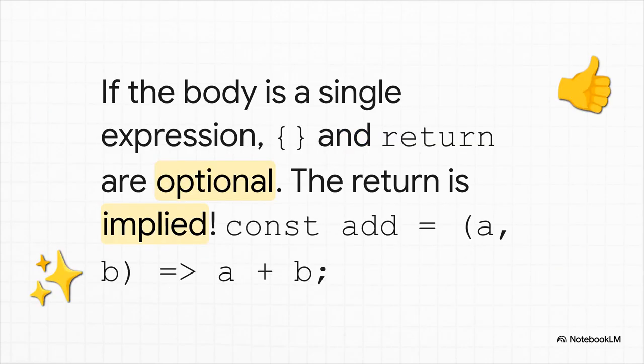And here is where arrow functions are just chef's kiss. It's magic. For simple one-line functions like this, you can make them even shorter. You can ditch the curly braces, and you can ditch the return keyword. The return is just implied. I mean, look at that. How clean and easy to read is that compared to where we started?